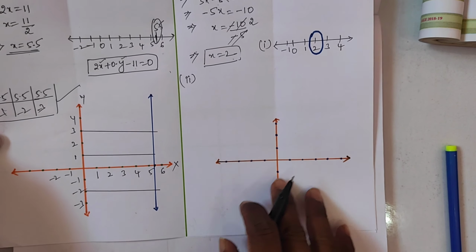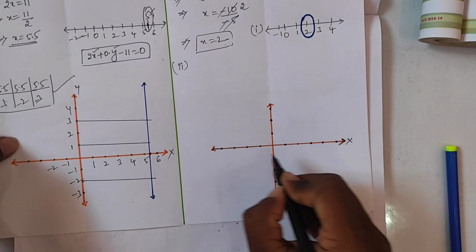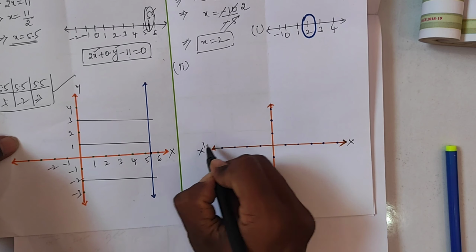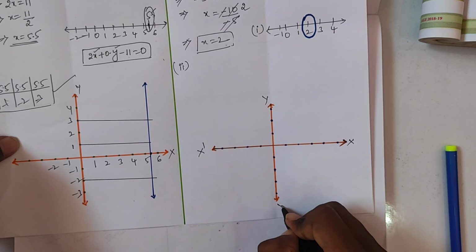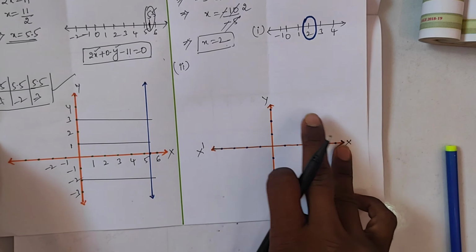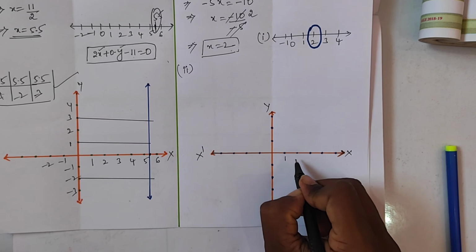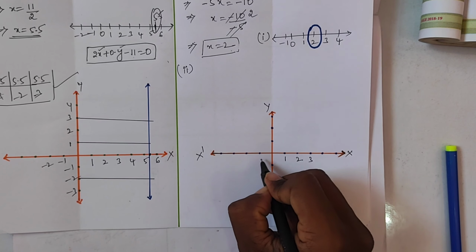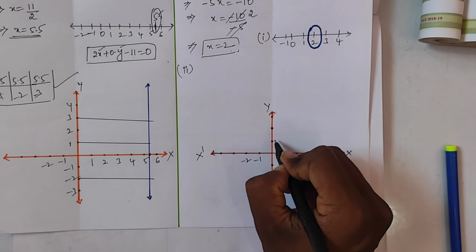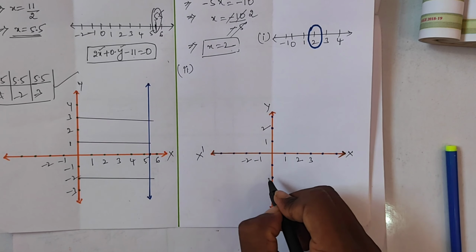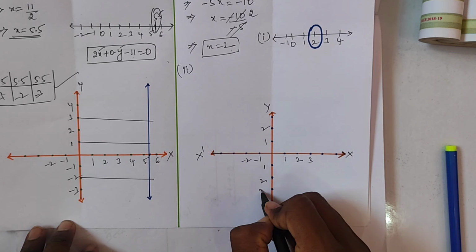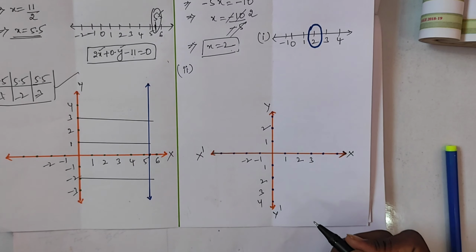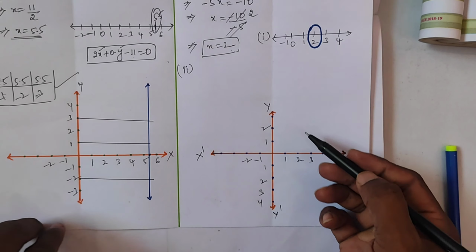Nothing but on the graph. On both axes I am considering 1 centimeter equals 1 unit, on both the x-axis and y-axis. Here we'll write the numbers first: 1, 2, 3, here minus 1, minus 2. Here 1 and 2, here 1, 2, 3, 4, and so on. Is it clear?